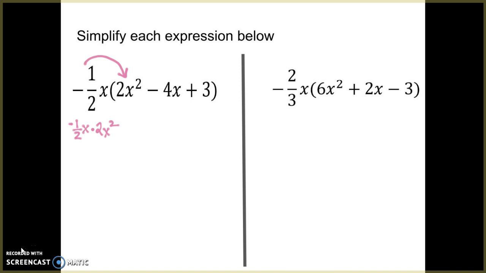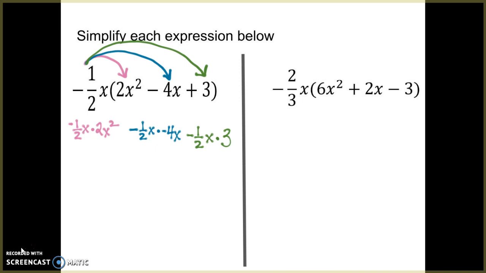Well, I'm going to multiply negative 1/2 x by each term, so I have to do that again. So if I take negative 1/2 x and multiply it by negative 4x, so negative 1/2 x times negative 4x. And I have one more term, so negative 1/2 x times 3.